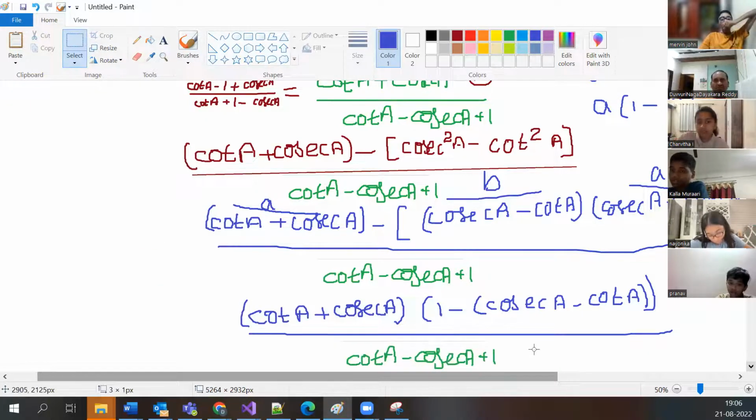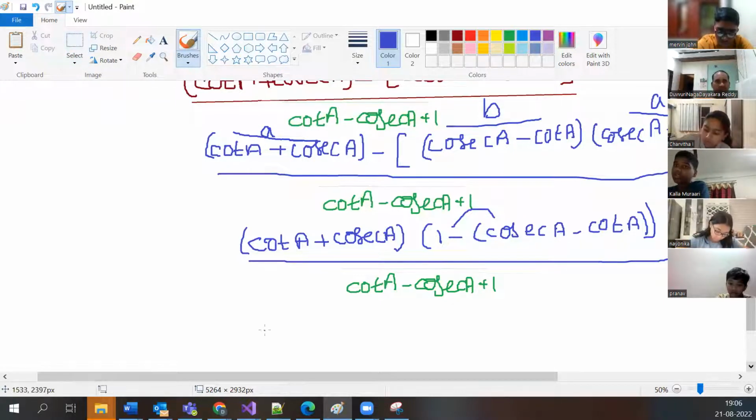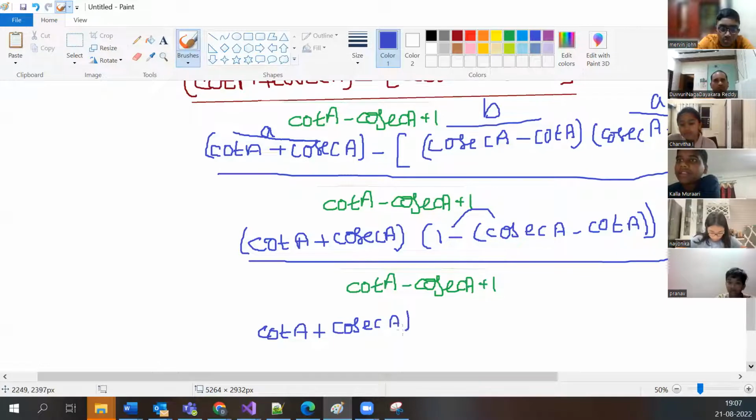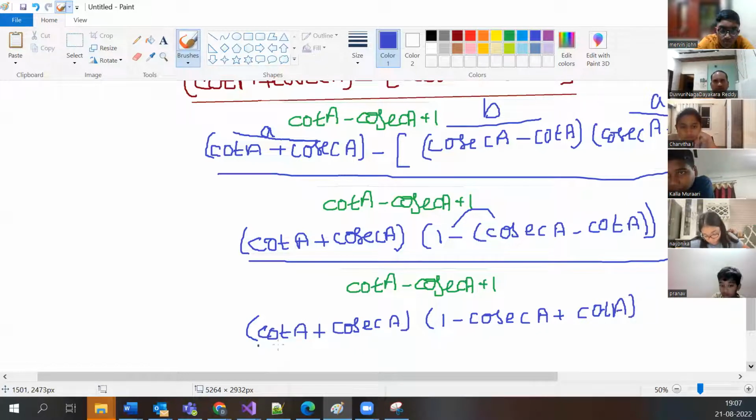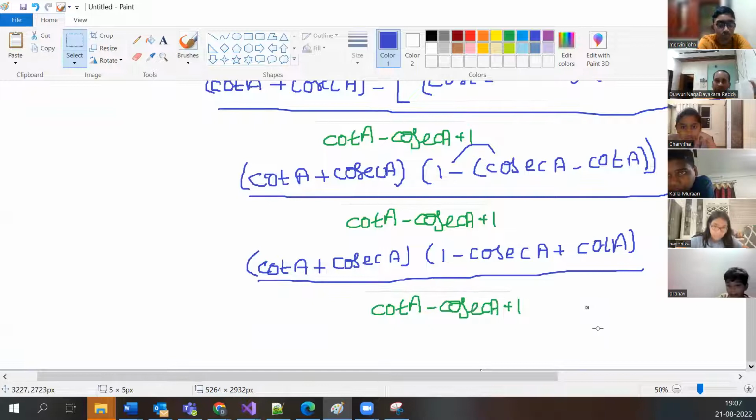What is the next step? We are done almost. We need to multiply with the minus. So cot A plus cosecant A into 1 minus cosecant A, right? Minus into plus is minus, minus into minus is plus, divided by... can you observe and tell me? We are done, that's all.